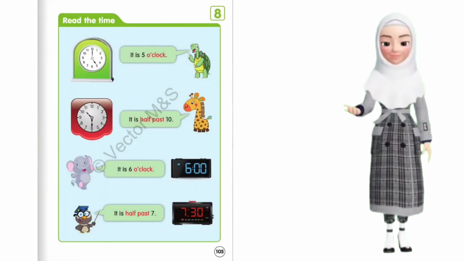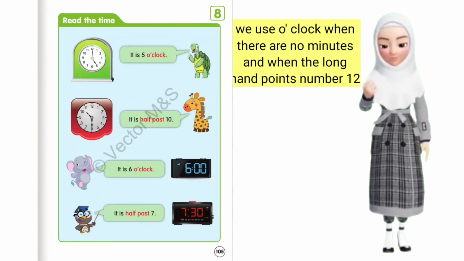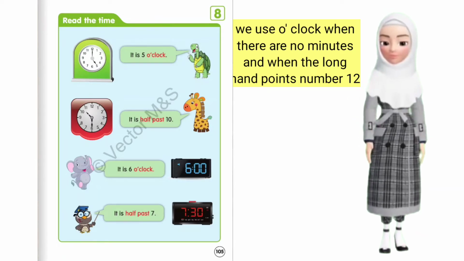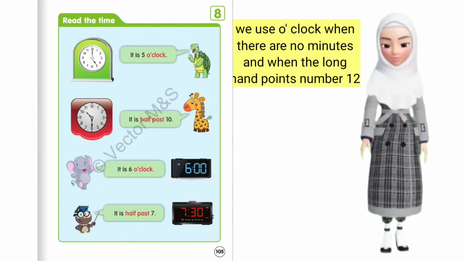Read the time. Now, look at the picture on page 105. It is 5 o'clock. We use o'clock when there are no minutes and when the long hand of the clock points to number 12.